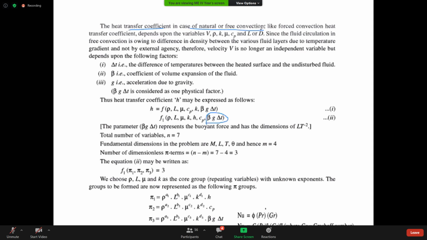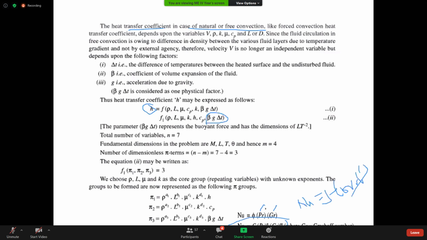Heat transfer coefficient of natural convection. Right. Again, you need to find out the Nusselt number. The Nusselt number is a function of some constant into Prandtl power and Grashof power n. I said see, it's a function of Grashof number and Prandtl number. In the last class, I told you, for natural convection, the Nusselt number is a function of Grashof number and the Prandtl number. Right. So in this way, you have to obtain.